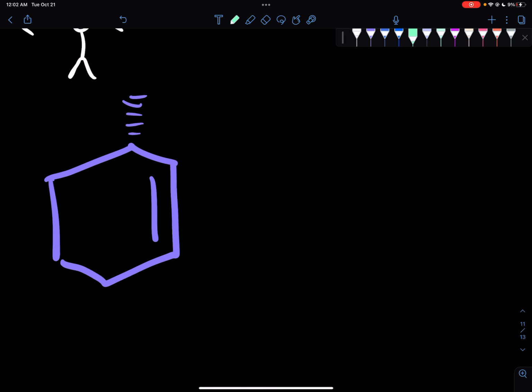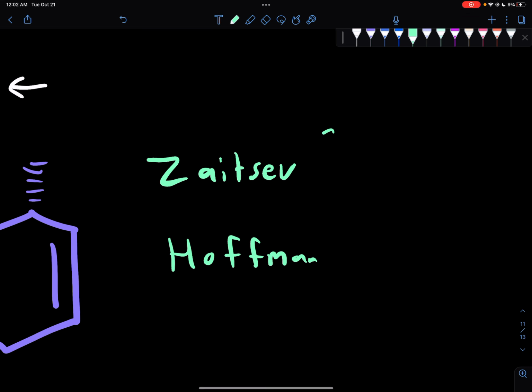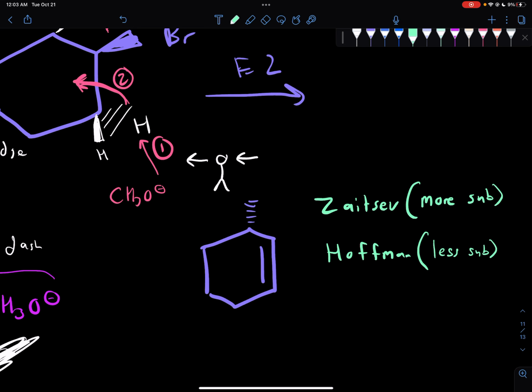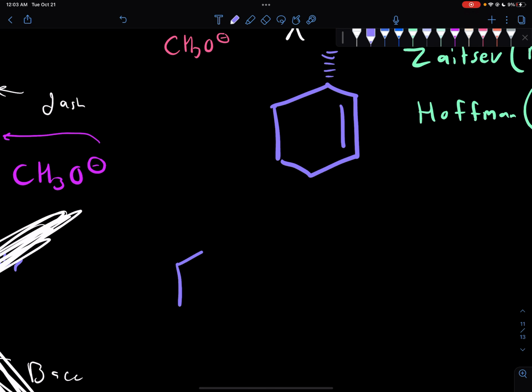Another term to know is Zaitsev and Hofmann product. Zaitsev products are going to be the more substituted alkene, and Hofmann will be the less substituted alkene. You can kind of think of it like major and minor products, but I wouldn't use that word because sometimes your major product will be Hofmann. So for this example that we had at first, let me draw it one more time without any of the clutter.